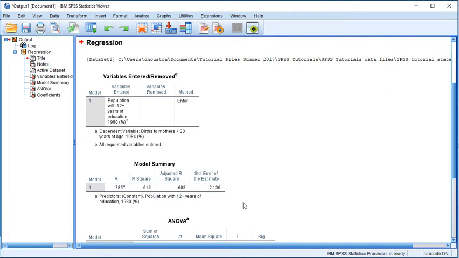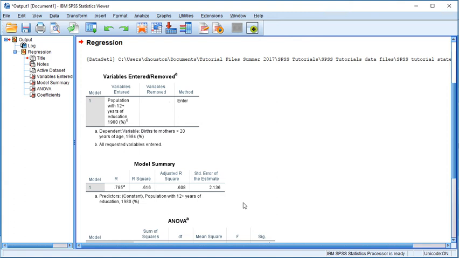You notice the very first box displays the dependent variable and also the independent variable that is entered within the regression model. SPSS always displays the variable labels for your variables, not the variable names. As we go down to the model summary, this reports goodness of fit, and what we would be interested in here is the R-square value of 0.616.